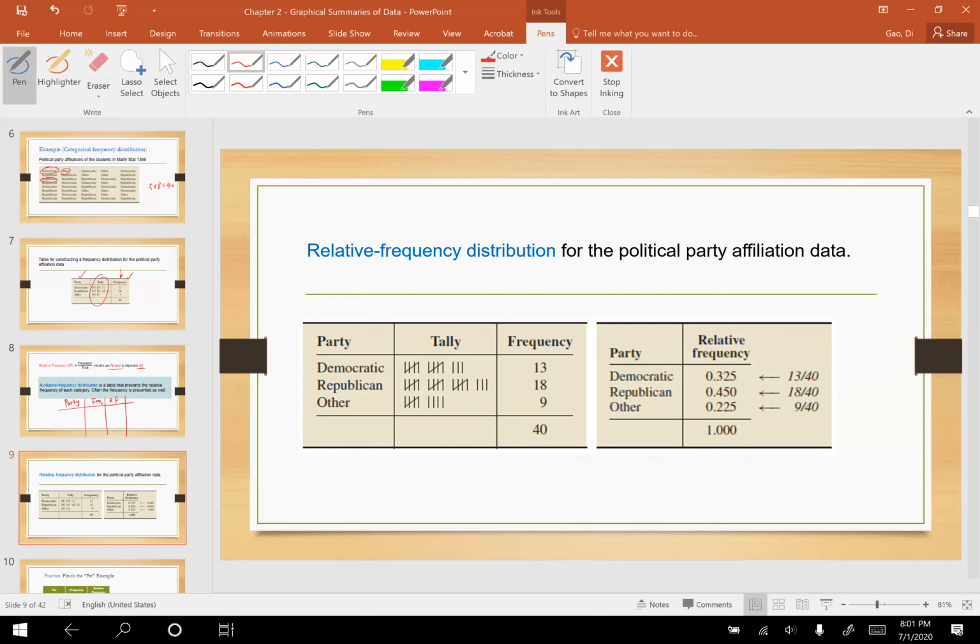If you just leave relative frequency like this, it's also okay. But for the total, then you have to use 40 divided by 40. Or you can put percent: 32.5%, 45%, 22.5%, and then the total is 100%. So this is okay, and this is also okay. Whichever format you prefer, you can use that one, but just make sure to follow through and always use the same format.